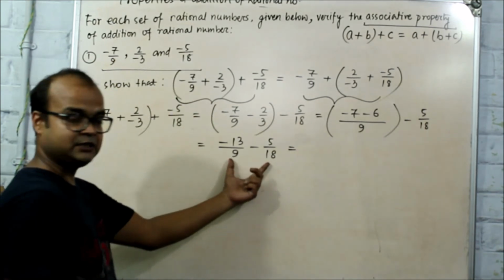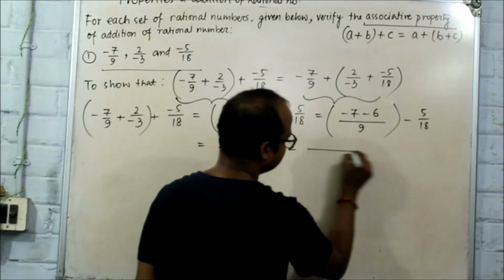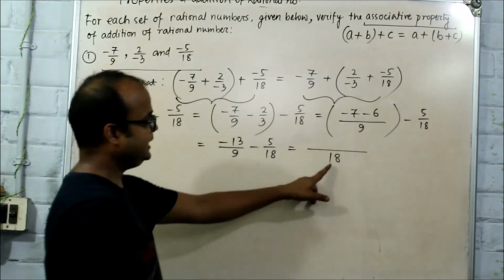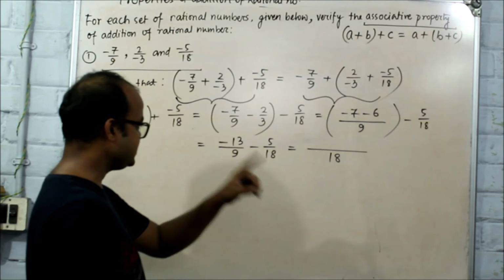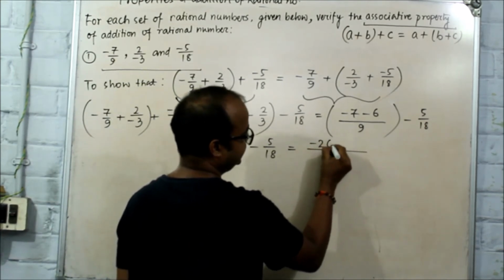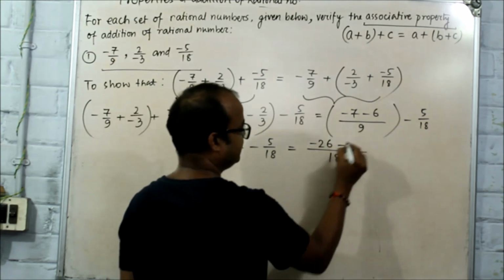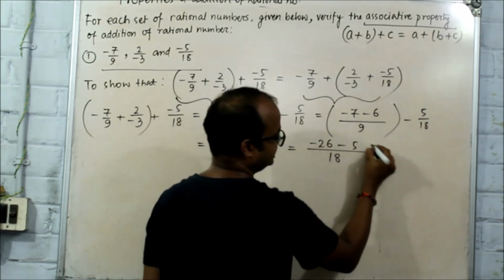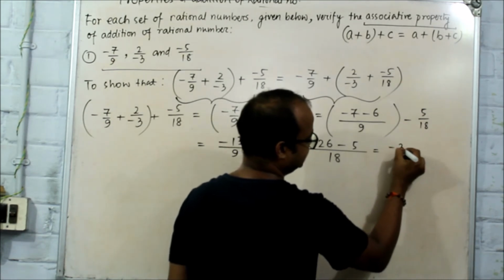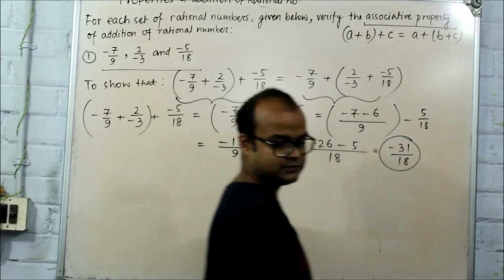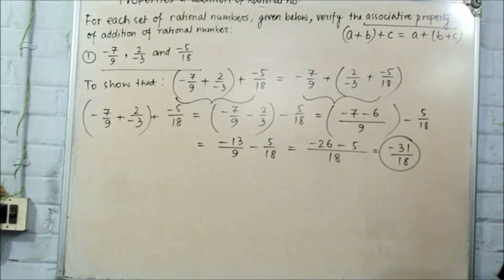9 and 18 LCM will be equal to 18. 18 divided by 9 is equal to 2 multiplied by minus 13. So you will get minus 26, minus 18 divided by 18 is 1, so you will get minus 5. So you will get minus 31 by 18. So the result is minus 31 by 18. Check.